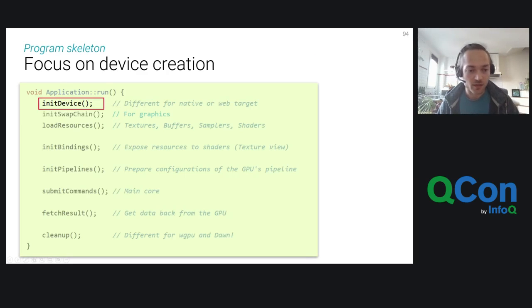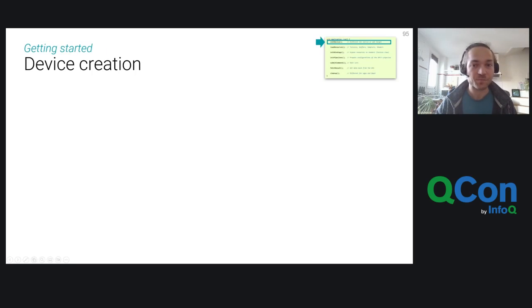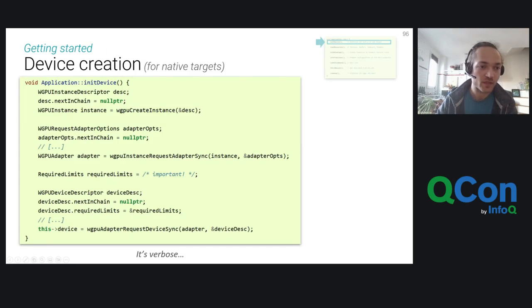So on all this skeleton, I'm going to focus on the device creation, because if you're interested in targeting various types of devices and still benefit from their performance, there is something interesting going on here. The device creation is basically split into two parts. One is the adapter creation, and the other one is the device creation itself.